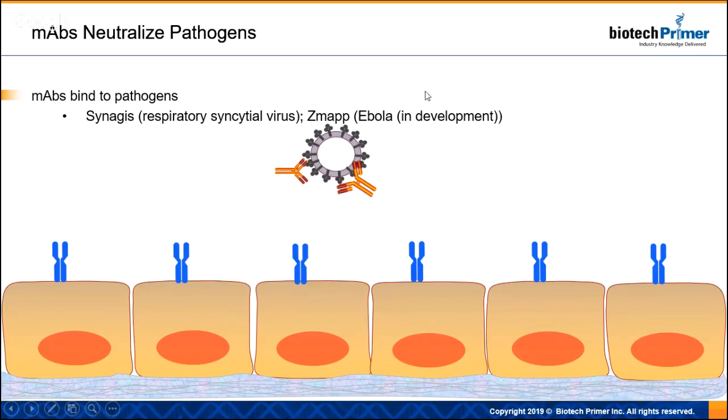ZMapp is an antibody that does a similar thing, blocking Ebola from entering its target cells, which are cells that line blood vessels. ZMapp is currently in development and is not yet on the market.